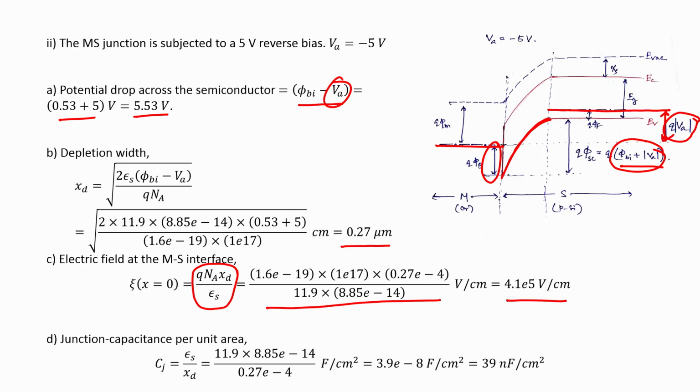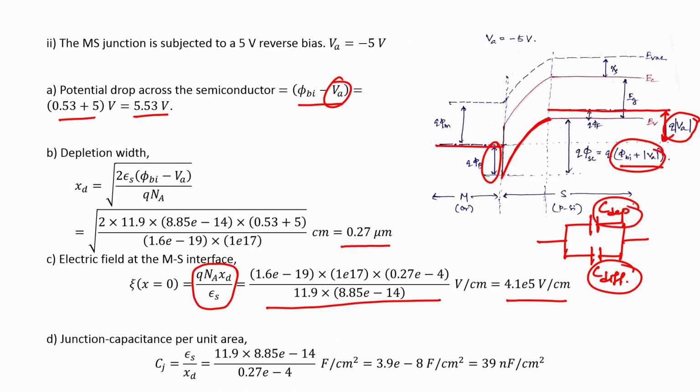Now the fourth point was what is the junction capacitance per unit area under this reverse bias situation. If you recall, the junction capacitance constitutes two capacitances, one is the depletion capacitance, another one is the diffusion capacitance. In case of reverse bias, this diffusion capacitance becomes negligible because of the absence of injected charge carriers. So only the depletion capacitance remains in case of the reverse bias.